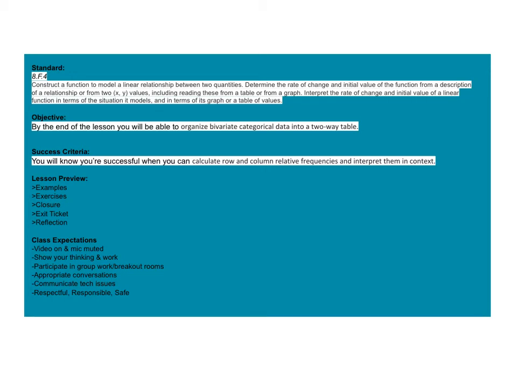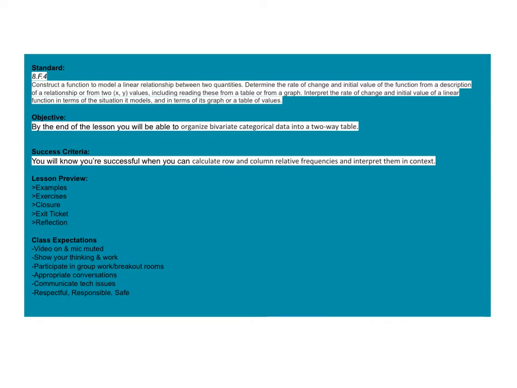Today we are moving into a new topic where we're going to be learning about something called bivariate data and frequency tables. By the end of this lesson, you'll be able to organize bivariate data, categorical data, into a two-way table. We call this a two-way frequency table. You'll know you're successful when you can calculate row and column relative frequencies and interpret them in context.